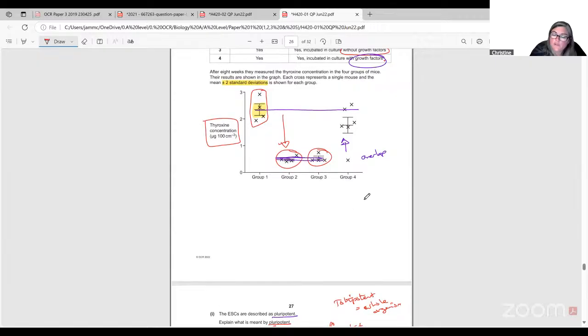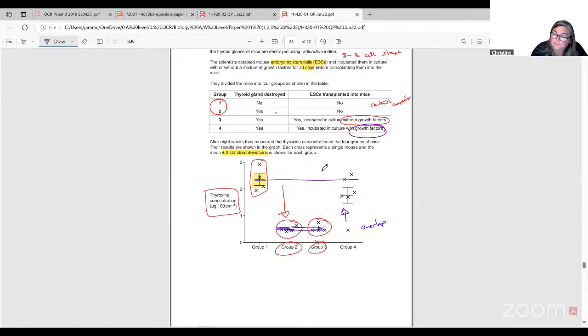So the significance of overlapping error bars, when we look up here, is that group 2 and group 3 did not differ much. Yes, they incubated in the culture, but they were without growth factors, whereas there was no incubation, no transplant, and no growth factors. So if we were looking at this data, although the mean is higher, there is significant overlap, so we would say that there is no significant difference because of the overlap. However, we would want to do a statistical test to be sure that there is a difference.